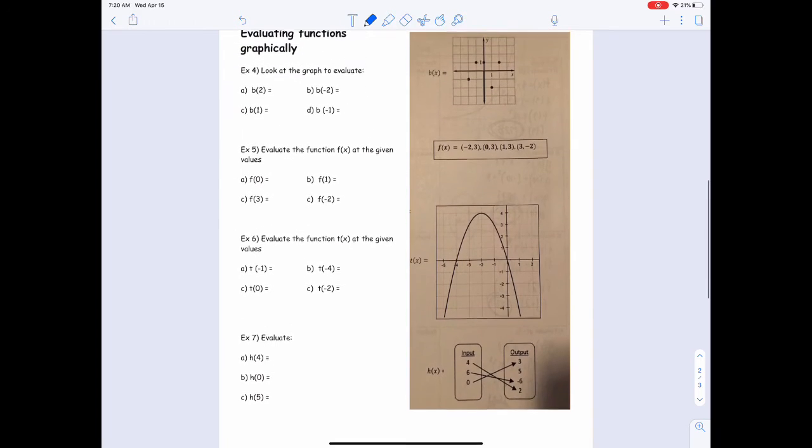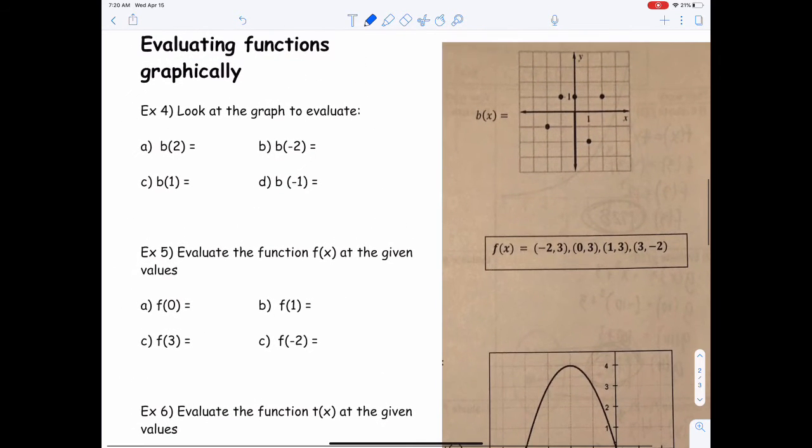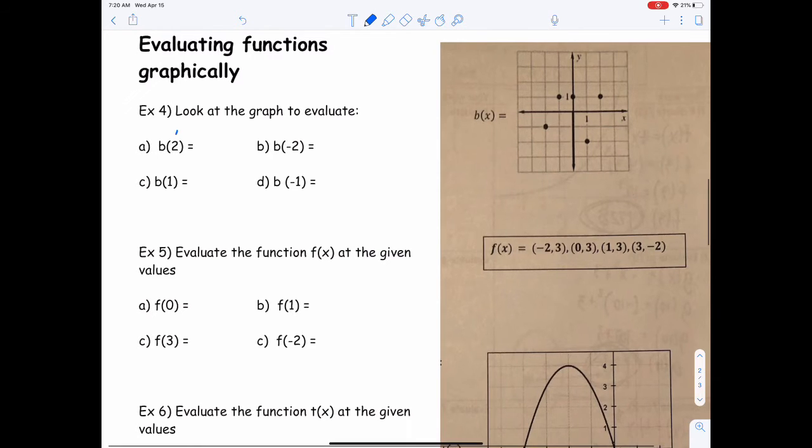Evaluating functions graphically. Example 4. Look at the graph to evaluate. We have b of x. I'm looking right over here. So the first one, b of 2. Well, that means that x equals 2. So we're going to go to our graph where x equals 2, and that is going to be right there. And then we're going to simply go up until we get to our point. Our point is right there, and that y value that goes with it is 1. So that's our answer. Next one.